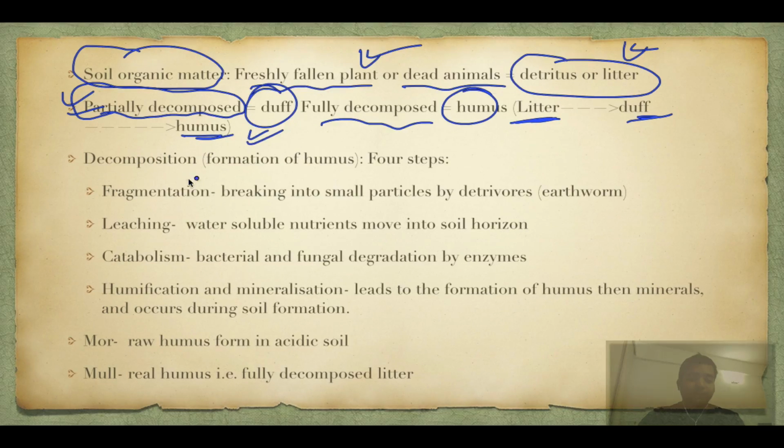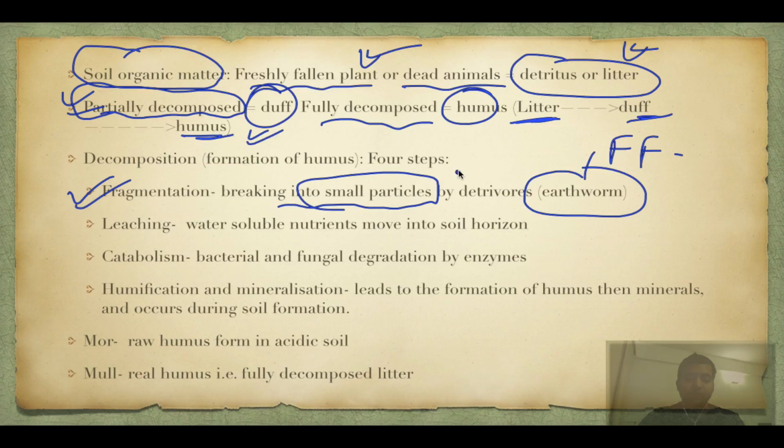So the steps which take place in the formation of humus: first is fragmentation by earthworm. They are also called farmer's friend because they break down the soil particles into small particles and always loosen the soil. Loosening of soil also happens because of earthworm action. They are also called detritivorous because they feed on detritus or litter.